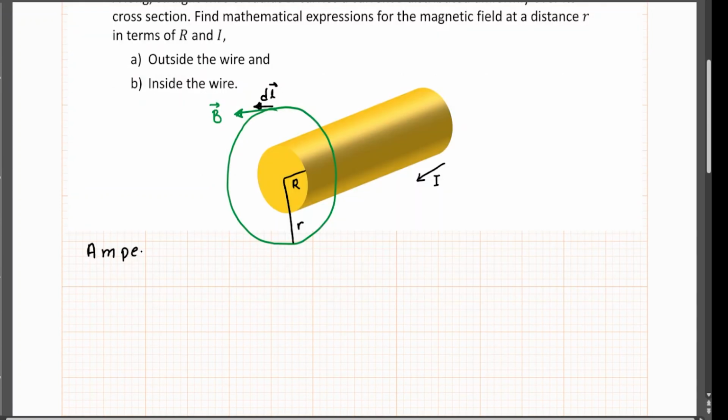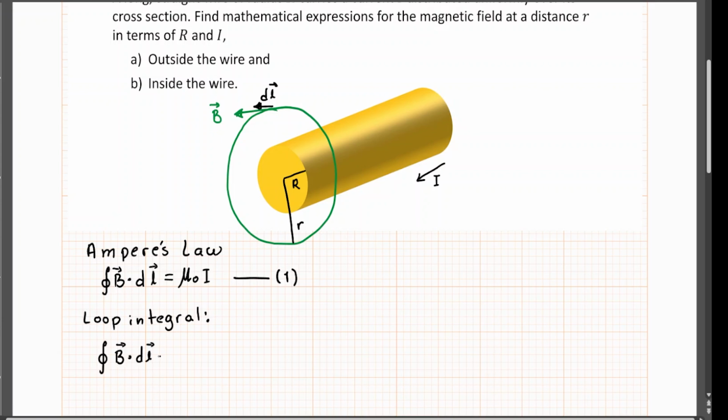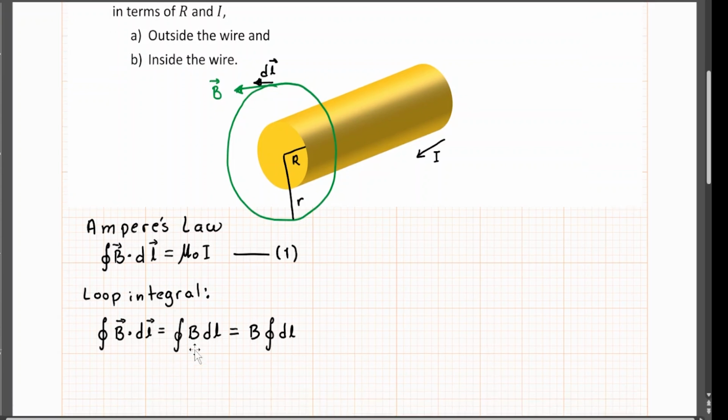Since the length element and the field have the same direction, the angle between those two vectors is 0 degrees, and the dot product inside the integral simplifies to B times dl. Since B has constant value along all points of the loop, we can take it out of the integral, but the integral of dl is just the summation of all the segment lengths around the circular loop, which results in the circumference of the loop, 2 pi r.